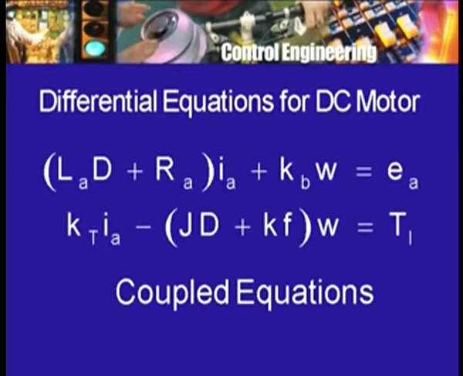This is one equation. And the second equation is the torque equation, which can be written as, let us say, KT IA, which is the generated torque minus the torque required to overcome inertia and friction. So, that can be written as (JD plus KF) acting on omega. This difference is used to drive the load. So, this is equal to the load torque. Note the operator D appearing in two places, one operator acting on IA, another operator acting on omega, and the two equations are what are known as coupled equations. In the sense, each equation involves both the variables omega and IA.